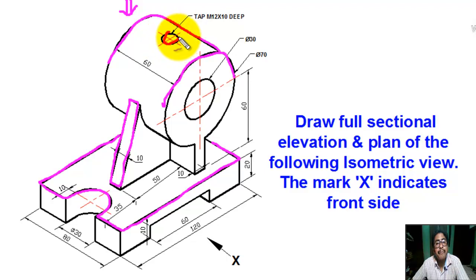This tap diameter will be shown, and this edge and this edge will be hidden, and this will be hidden, and from top this inner circle will be hidden, and this will be hidden.